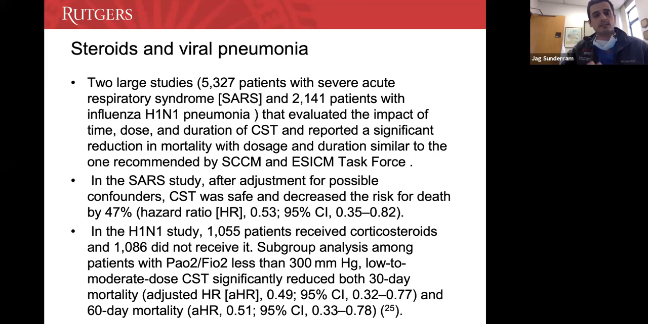So, steroids and viral pneumonia. There are two large studies, one that included 5,300 patients with SARS and another one that included 2,000 patients with H1N1 pneumonia. Both studies essentially showed that steroids were safe and decreased the risk of death by 47% in the SARS population, and the same thing in patients with H1N1. They were both observational studies.